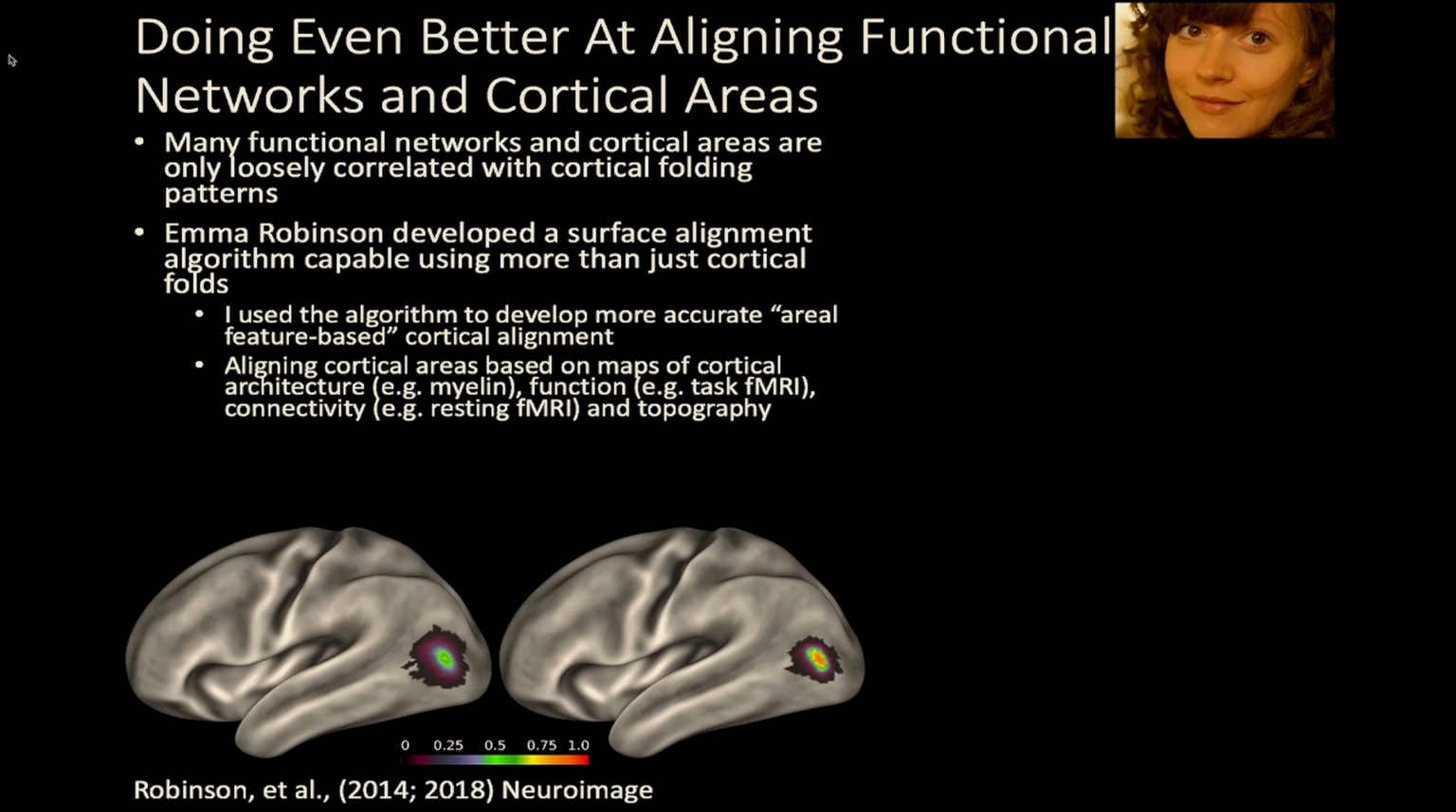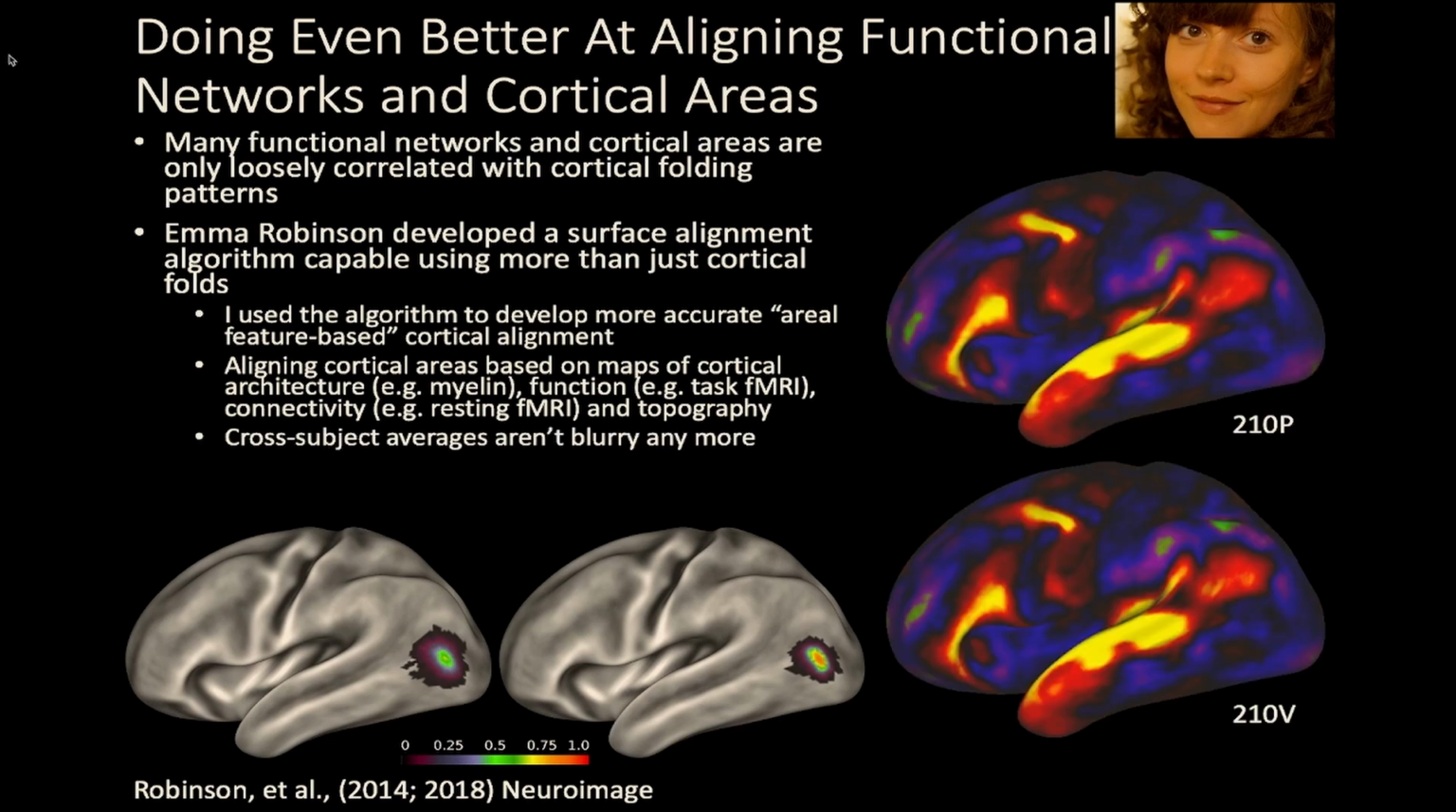So if we take our folding-based surface alignment as our baseline, and then it's the same data again, and we use resting state networks and myelin maps, our area MT is now even more precisely aligned with the areal feature-based alignment than with the folding alignment. And it allows us to make cross-subject averages that are not blurry.